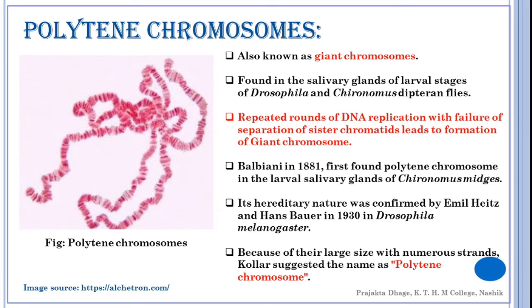Now, due to the large size of these chromosomes, and they also have numerous strands, Koller suggested their name to be polytene chromosomes. They are known to occur in the secretory tissue of other dipteran insects such as Malpighian tubules. Now, the polytene chromosomes have characteristic bands and interbanding pattern. This can be used to identify the chromosomal rearrangements and deletions. Bands have highly condensed DNA called as heterochromatin, whereas interbands have less condensed euchromatin.